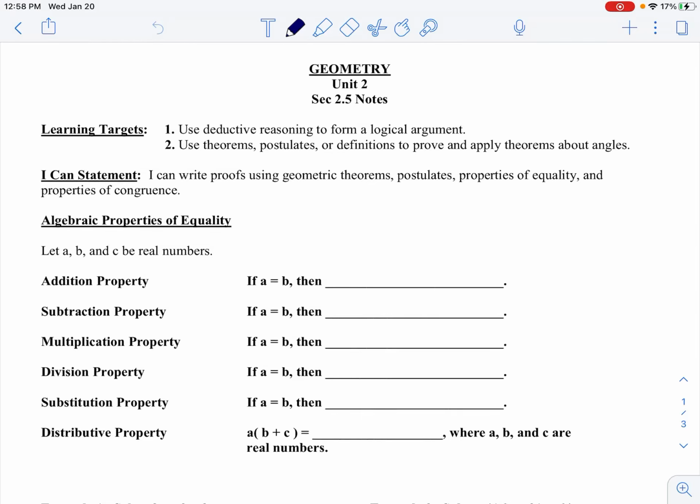This is Mr. Keeney and we're going to be continuing to talk about geometry today, section 2.5 notes, continuing to use our reasoning, deductive reasoning to form a logical argument. We've been using theorems, we talked about postulates a lot last time, and then we're going to be using definitions to prove and apply theorems about angles.